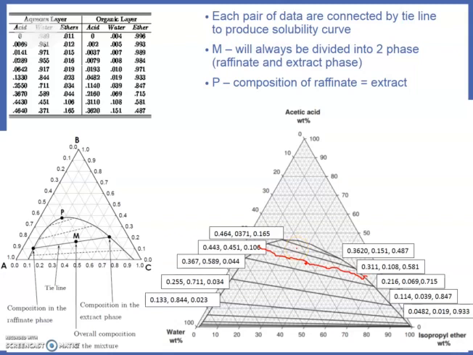The line must be parallel, selari, with the adjacent line, dengan line yang bersebelahan dengannya. So the imaginary line that you draw should be parallel to the adjacent line. Once you have drawn that imaginary line, you can read it from here and from this point where it intersects this line, this envelope. With that you'll be able to find the composition of the aqueous layer and also the extract layer.